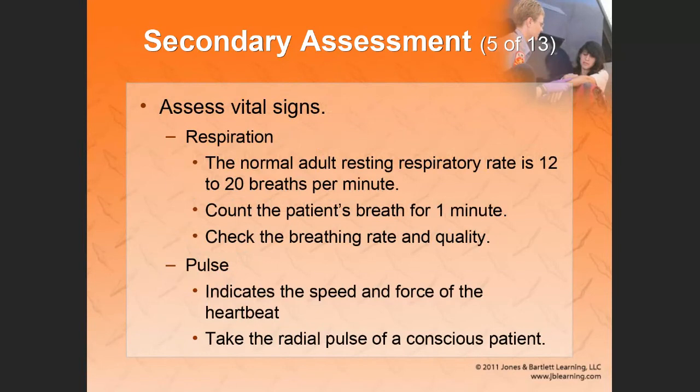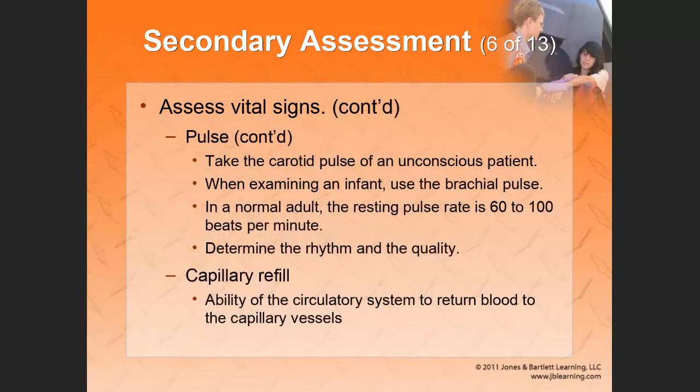In your secondary assessment, you will also obtain your vitals, right? So respiration, normal adult resting respiratory rate is 12 to 20 breaths per minute. Count the patient's breath for 1 minute, check the breathing rate and quality. Already explained that. The pulse indicates the speed and force of the heartbeat. Take the radial pulse for conscious patients. Take the carotid pulse for unconscious patients. When examining an infant, use a brachial pulse. That's the one in the upper arm. I'll show you where to find that as well when we do the face-to-face. Determine the rhythm and quality. So it's rate, rhythm, quality.